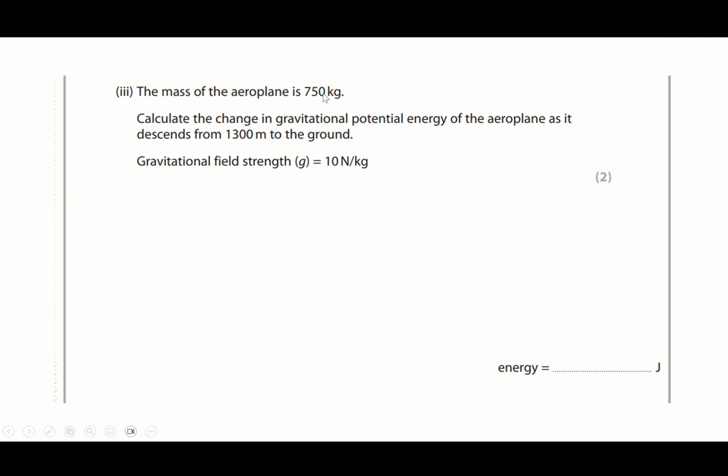Next one, the mass of the airplane is 750 kilograms. Calculate the change in GPE. I'm not going to spend very long on this. You all did this very, very well in your previous mock. But what you can notice is how important KE and GPE are. They're on both paper 1 and paper 2. Be damn good at these.